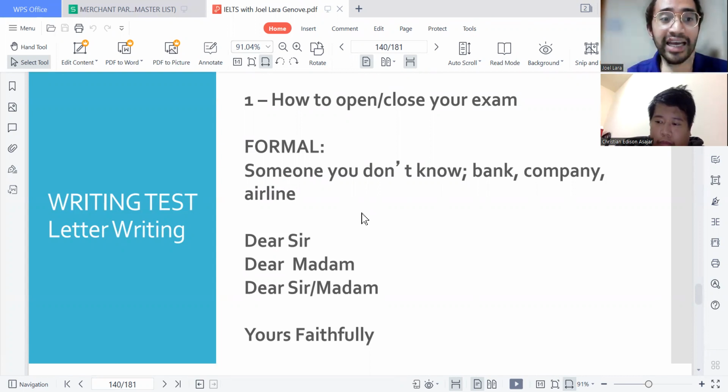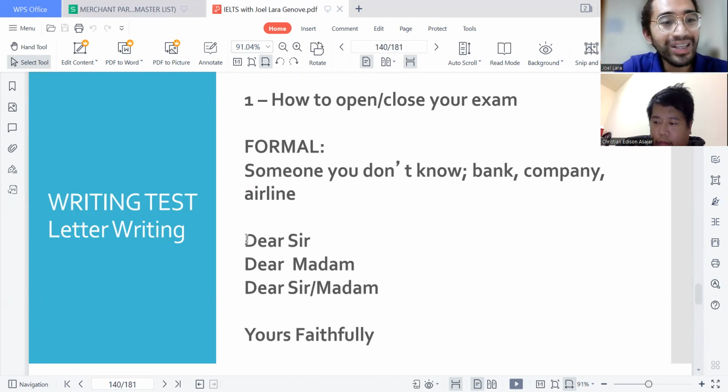The example that they gave you, you are writing to your boss, HR. I wrote to your boss, supervisor. Yes, to your immediate supervisor. Okay, cool. So you write it formal if it's someone you don't know: bank, company, airline.